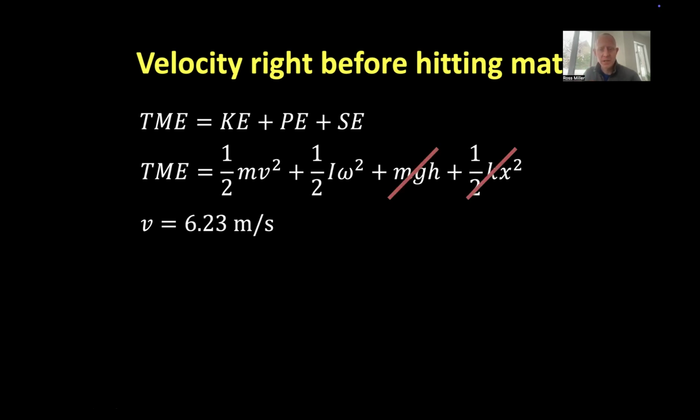So no strain, no gravitational potential, no rotational kinetic. All that I've got here is my total mechanical energy equaling my kinetic energy. I can solve for that velocity.